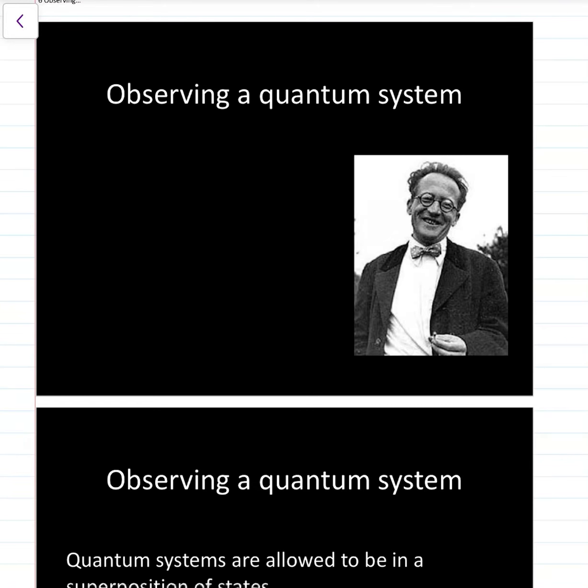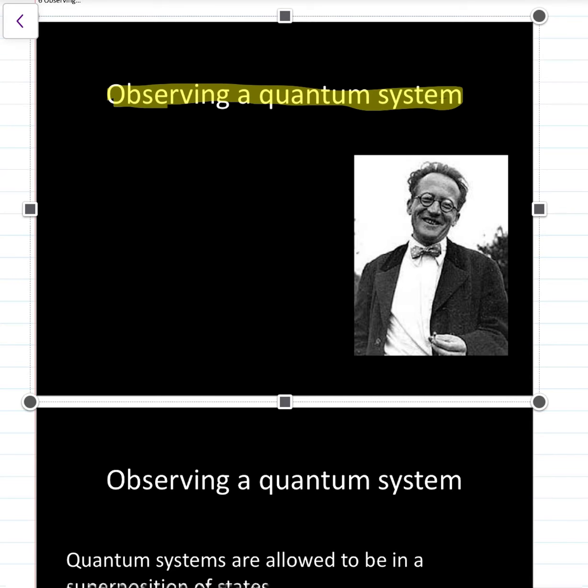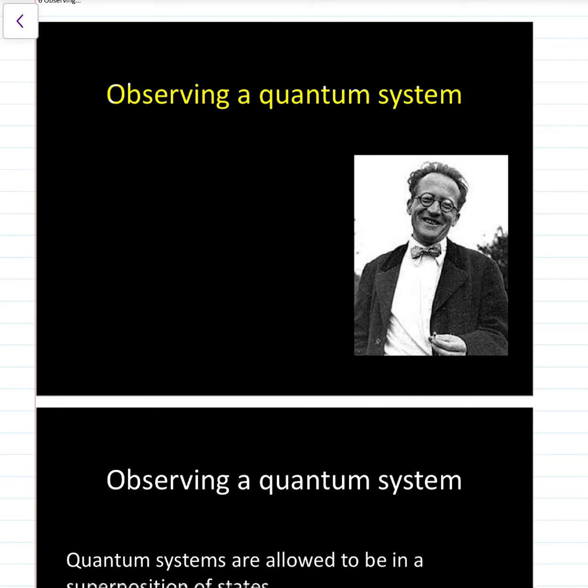One last thing I wanted to talk about before we leave this modern unit, something I don't know a better way to call it, so I'm going to call it observing a quantum system, like what happens when you look at a quantum system, and then a little bit about Heisenberg's uncertainty principle.